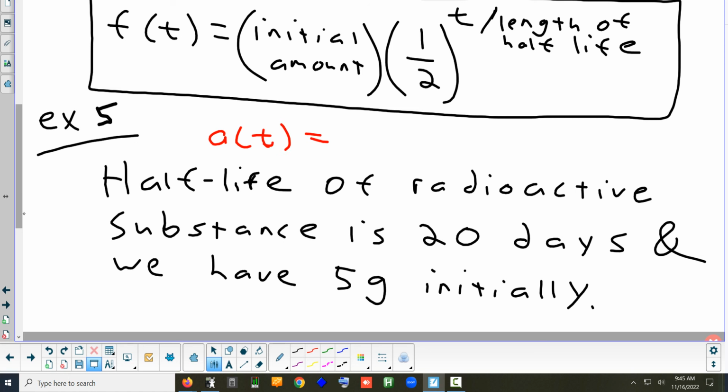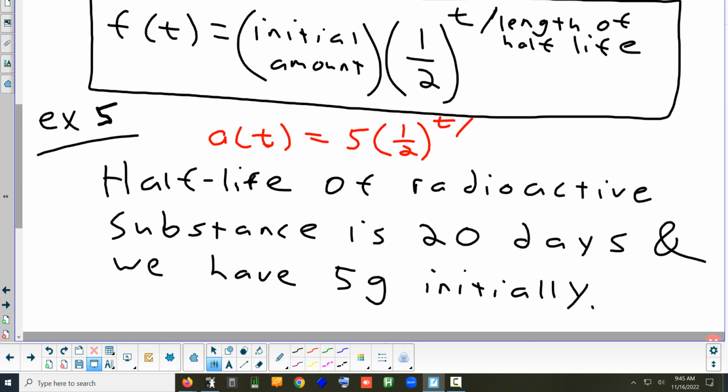What's my initial amount in this case? 5? We have 5 grams. And I know to use 1/2 because it says half-life. Whenever you do a half-life problem, the base is always 1/2. The exponent is always going to be t, but I have to divide by the length of the half-life.